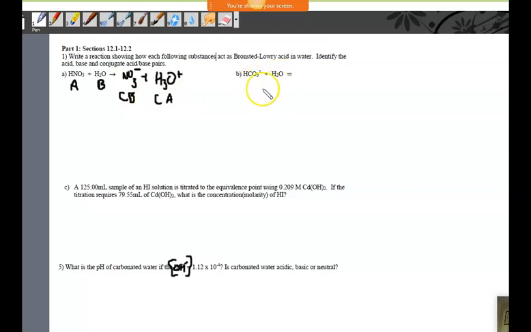For this one, there are two possible answers. You don't know. We know water can be an acid or a base, and in this case you don't know whether it is acting as the acid or as the base. So there are two possible answers in this case.